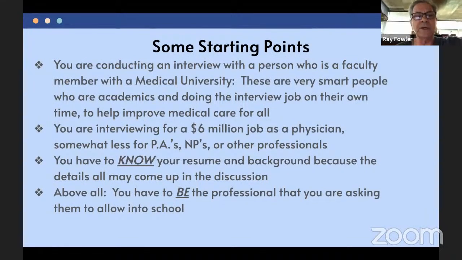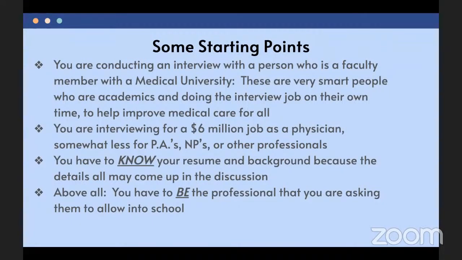Basically, you are interviewing with a person who is a faculty member with a medical school university. These are very smart people who are academics, and folks, they're doing this job on their own time. They're not getting paid. And they are individuals who really are doing this to continue demand excellence in the education and clinical training of individuals who are accepted to that medical institution.